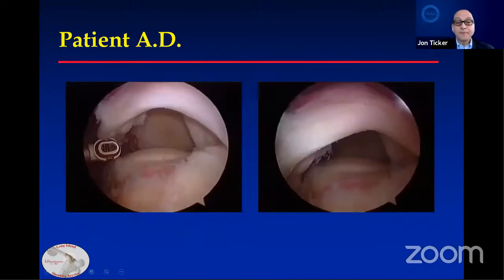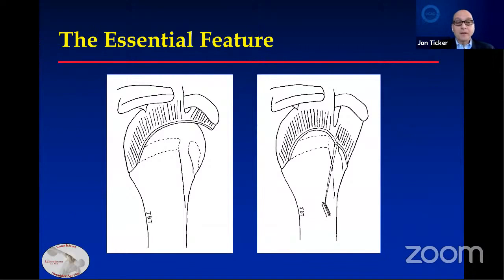So this is before and this is after. So I'm able to get a much more secure repair. And again, the essential feature is that confluence between the subscapularis and the supraspinatus called the comma tissue, as you can see in these drawings.